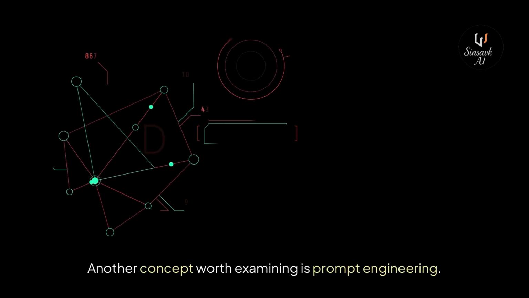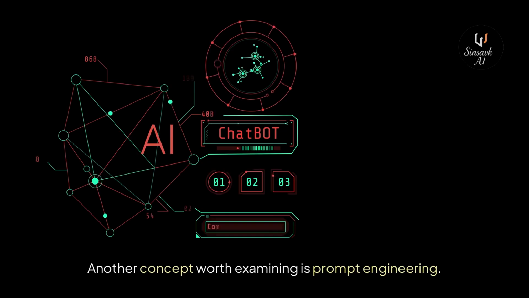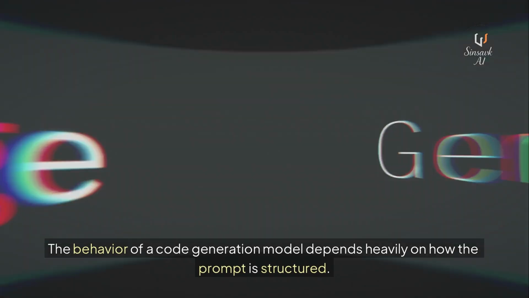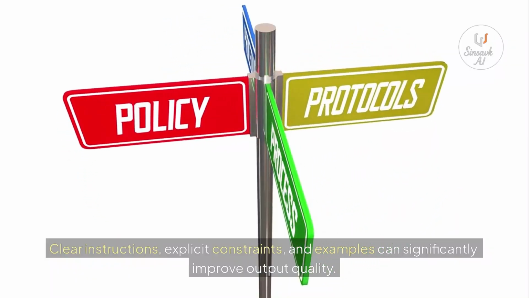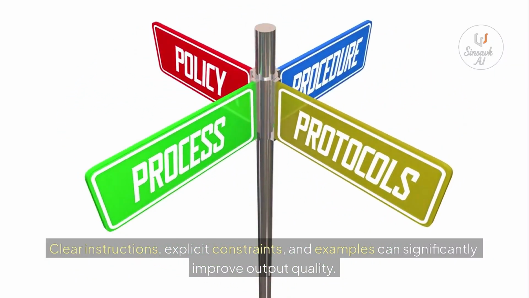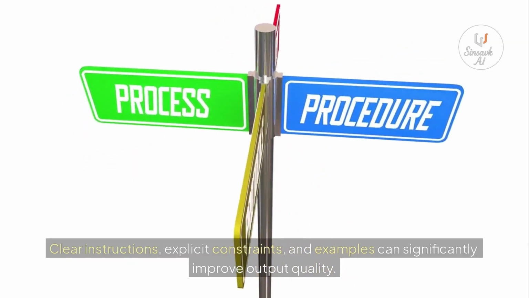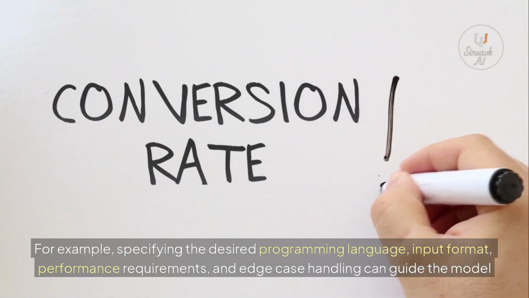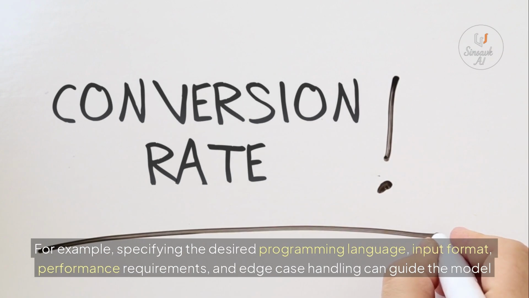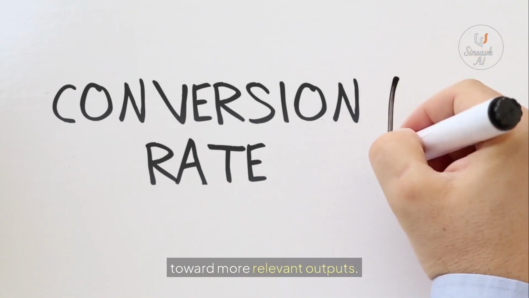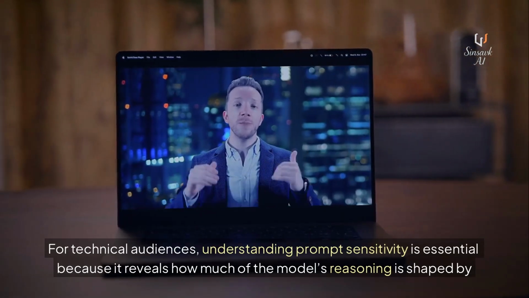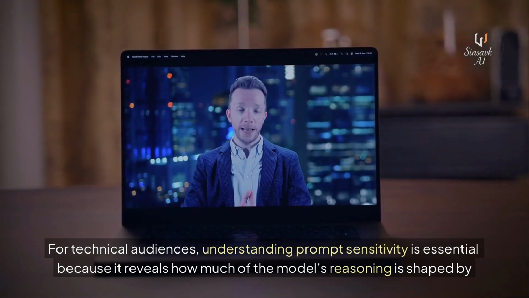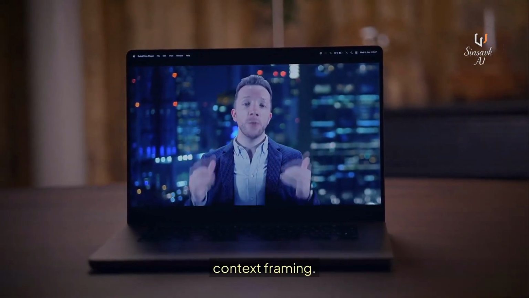Another concept worth examining is prompt engineering. The behavior of a code generation model depends heavily on how the prompt is structured. Clear instructions, explicit constraints, and examples can significantly improve output quality. For example, specifying the desired programming language, input format, performance requirements, and edge case handling can guide the model toward more relevant outputs. For technical audiences, understanding prompt sensitivity is essential because it reveals how much of the model's reasoning is shaped by context framing.